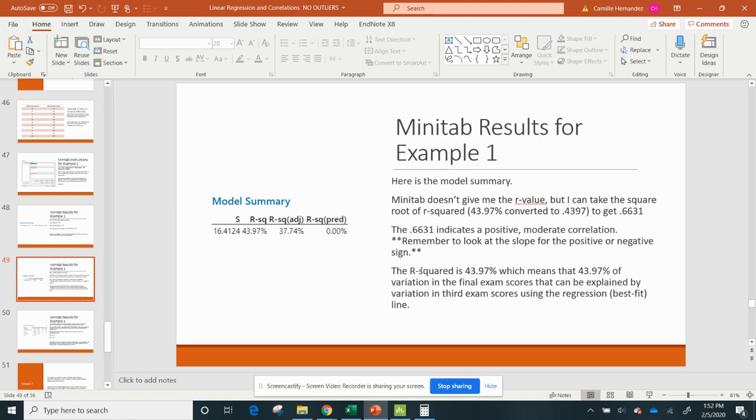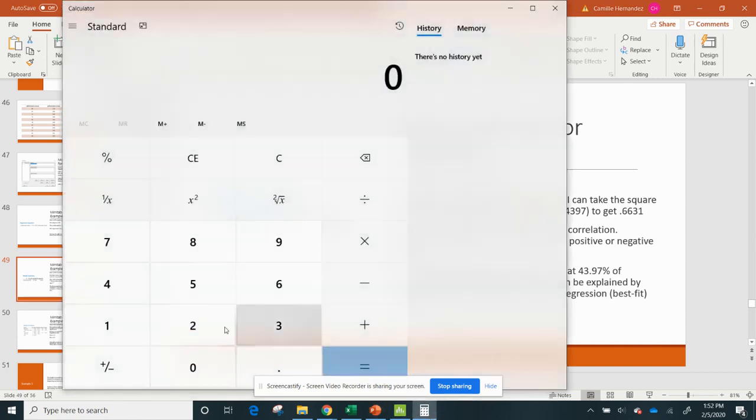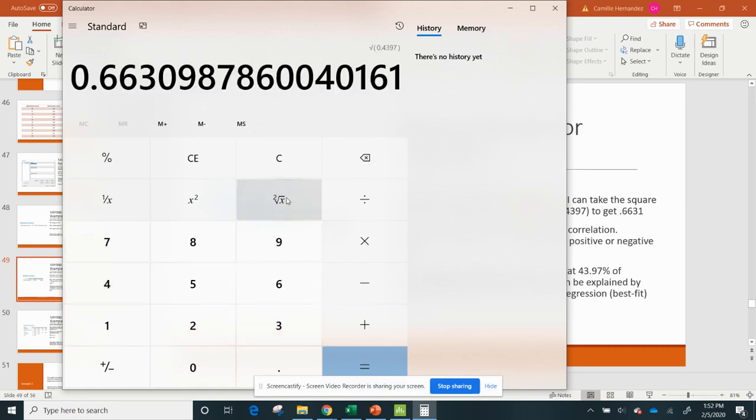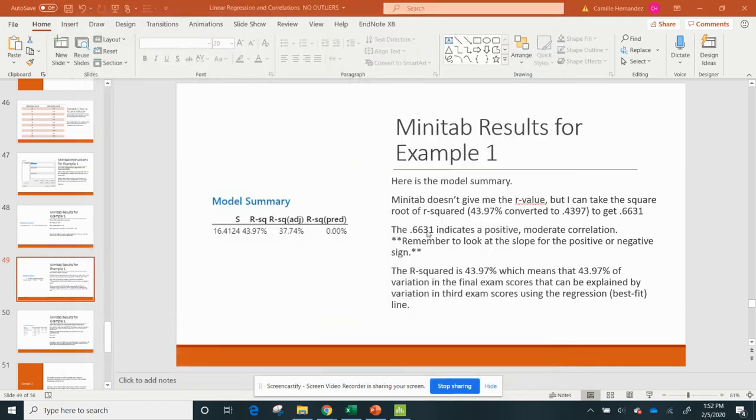So I've got my R squared. Now I need to find my R value. Remember, my R value tells me the direction and the strength of the relationship, or the correlation, between these two variables. So I take the 43.97, convert it to a decimal, and then take the square root of it. I put it in the calculator, 0.4397, and square root it. I get 0.66309, which gives me 0.6631.